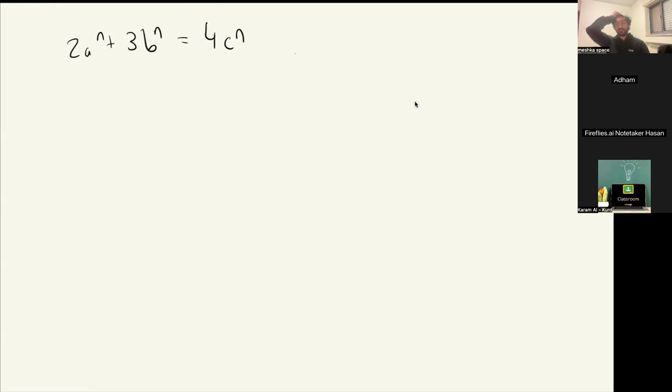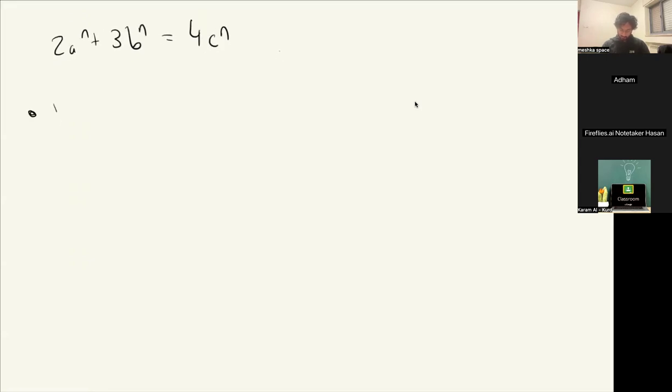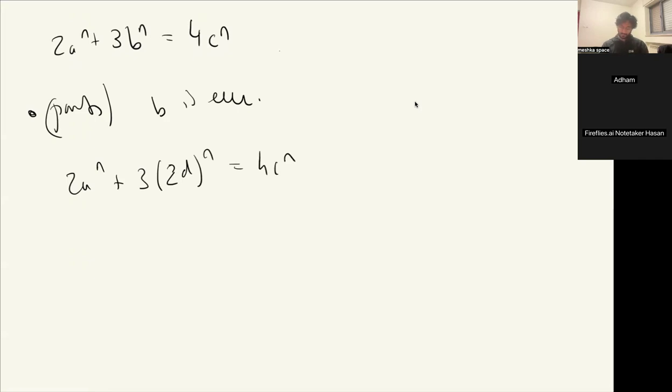But there's something you should try before factoring. There's some information I think you can get from parity. From parity, we just get that b is even, right? So we can always rewrite 3b^n as, maybe let's use the letter d, 2d^n. Okay, now what happens?